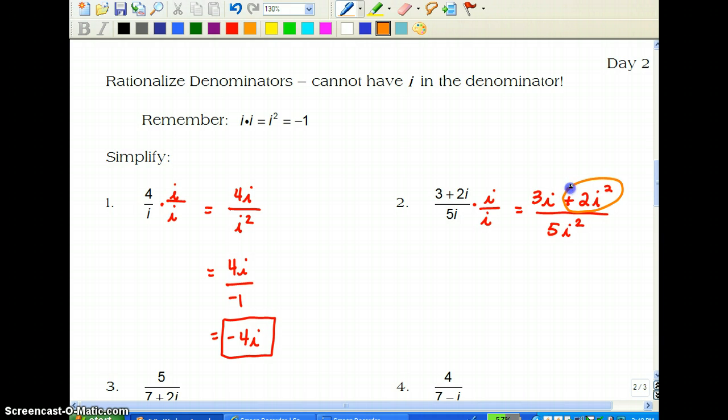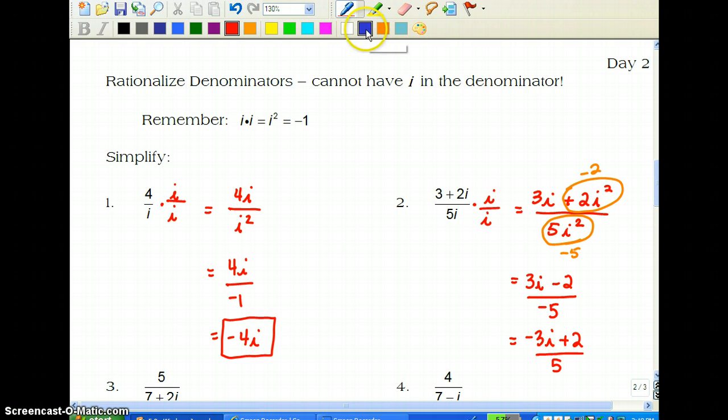Plus 2i squared is really -2, and 5i squared is really -5. So we have 3i minus 2 over -5. And we've talked about it before, you can't have a negative in the denominator, so they're going to have that be -3i plus 2 all over 5.